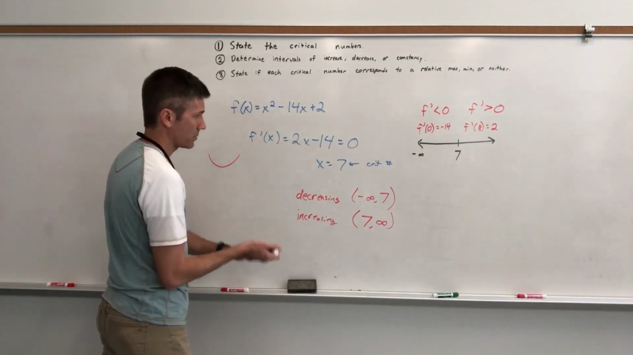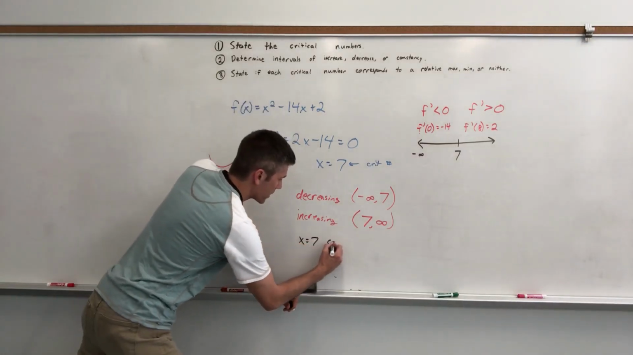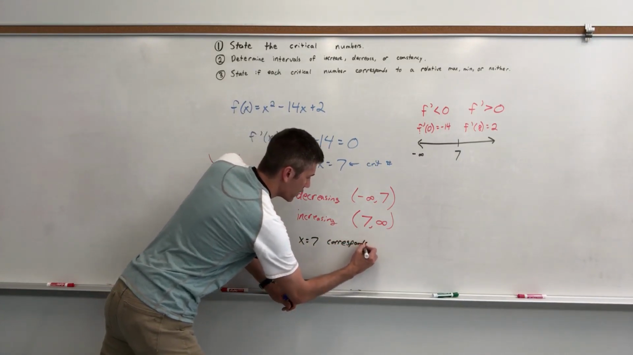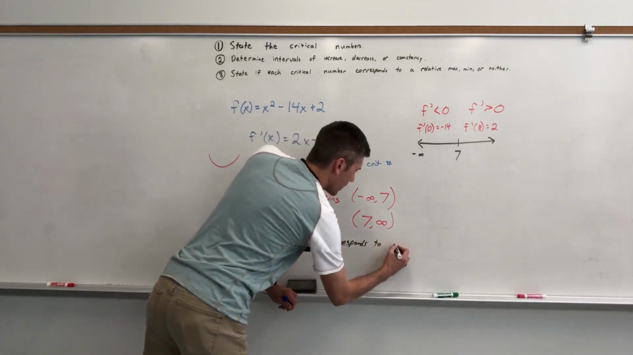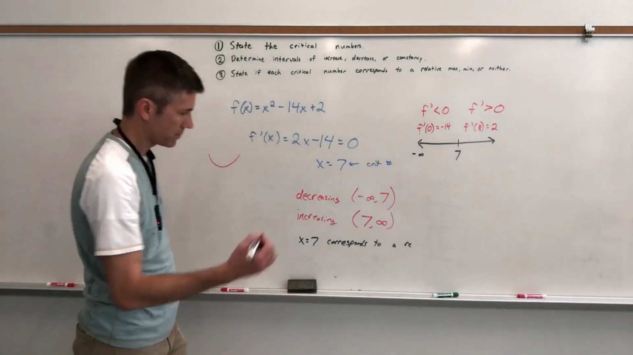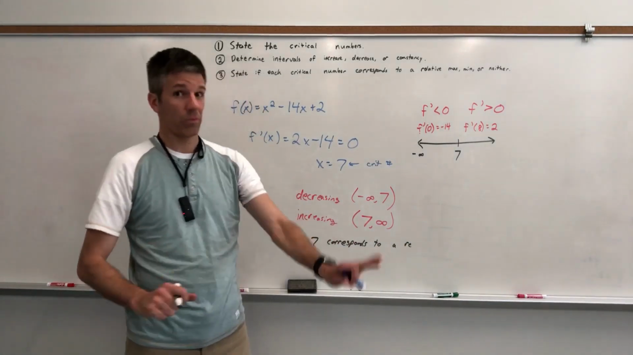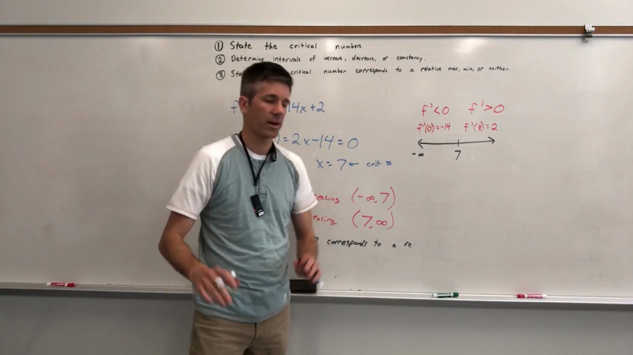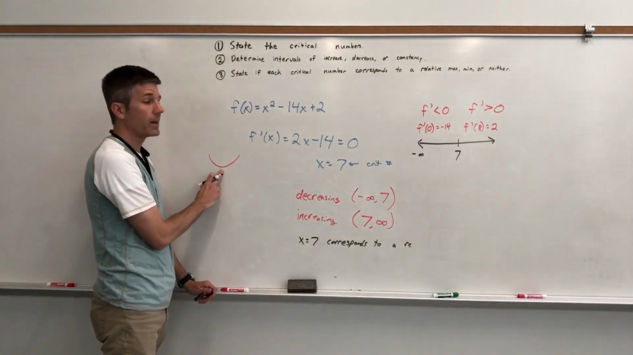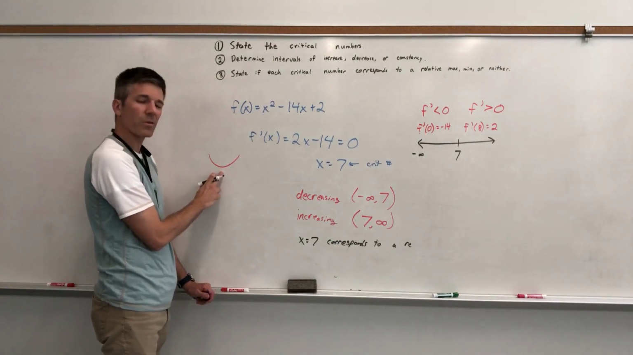I will write this one in black. And here we go. X equals 7 corresponds to a relative, actually it's the absolute minimum, but relative minimums can be absolute. Absolutes are relative, okay? Let me rephrase that. That's the lowest point on the entire graph. It's also the lowest point in its little region. It's the absolute minimum. It's also a relative minimum.